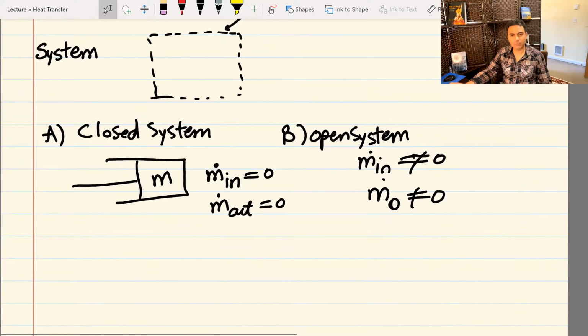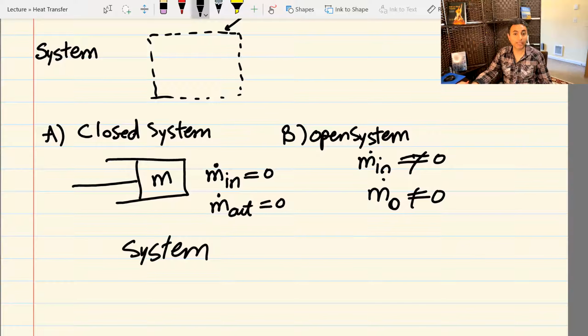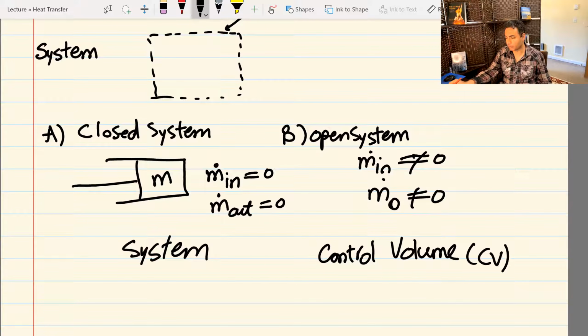Basically, if you remember in thermodynamics, we just called the closed system just a system. And an open system, we called it a control volume. And a control volume also, sometimes we show it by CV, like this, right? Okay, so we got the closed system, open system, and system control volume. Done.